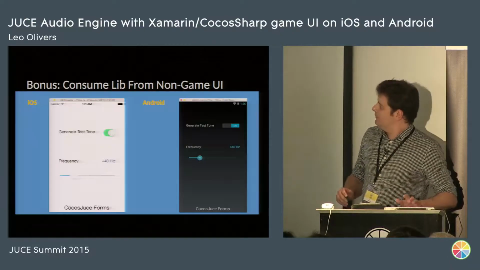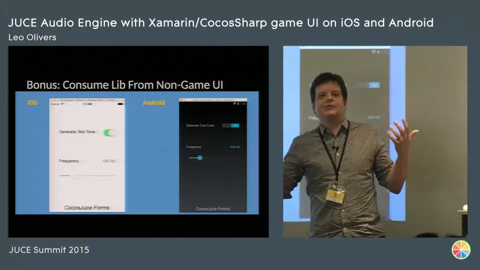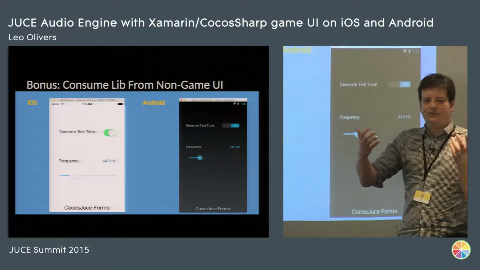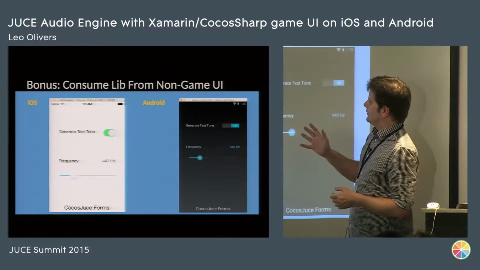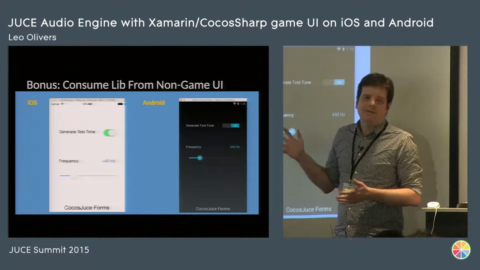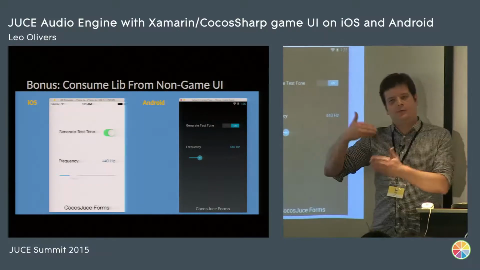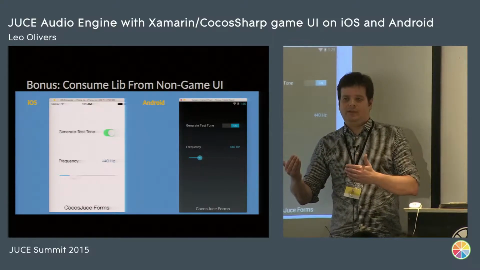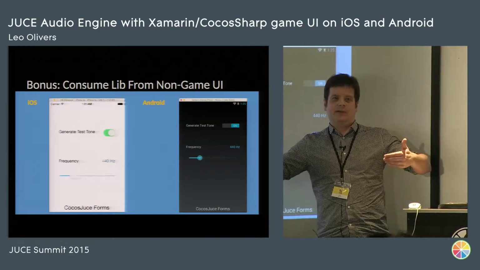Okay. I just showed you a game UI. It's also not much of a game, of course, but it used a game framework to do the UI. But you can just as well use plain Xamarin, let's say, to do a native-looking UI, and still consume that same JUCE library, of course. There's nothing that I've done that has a dependency on CocosSharp itself.